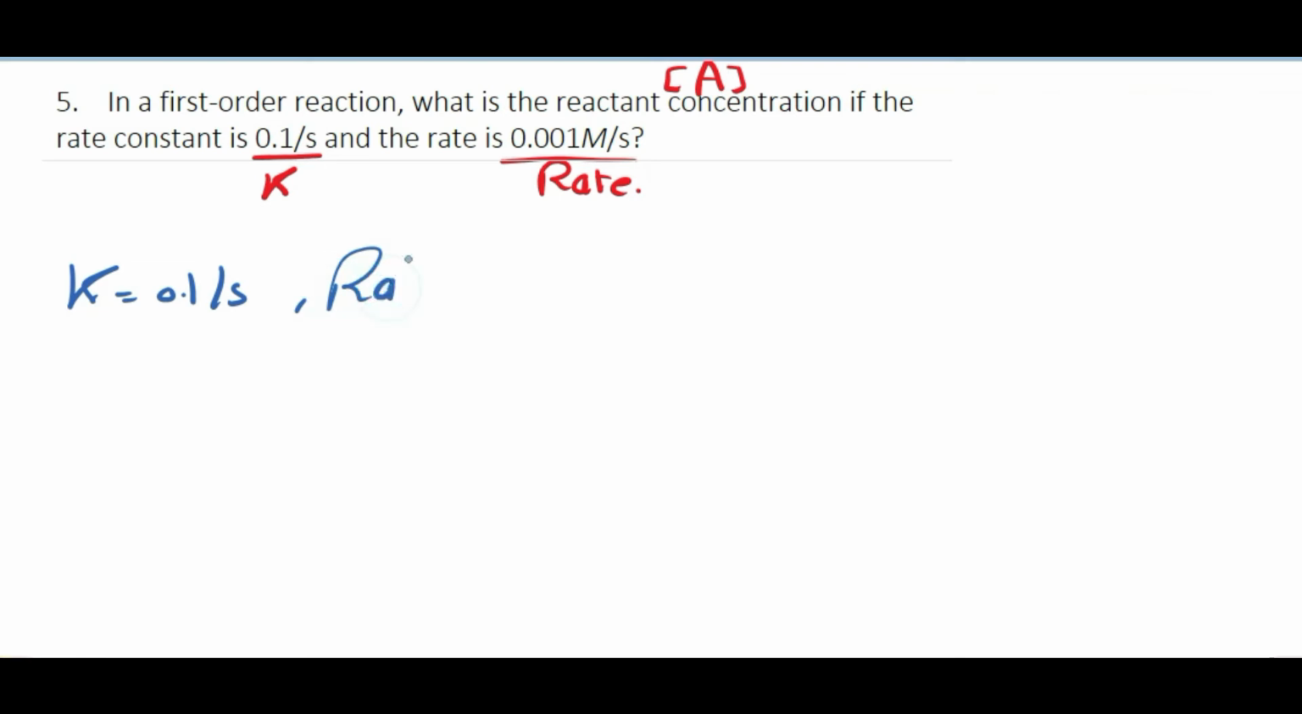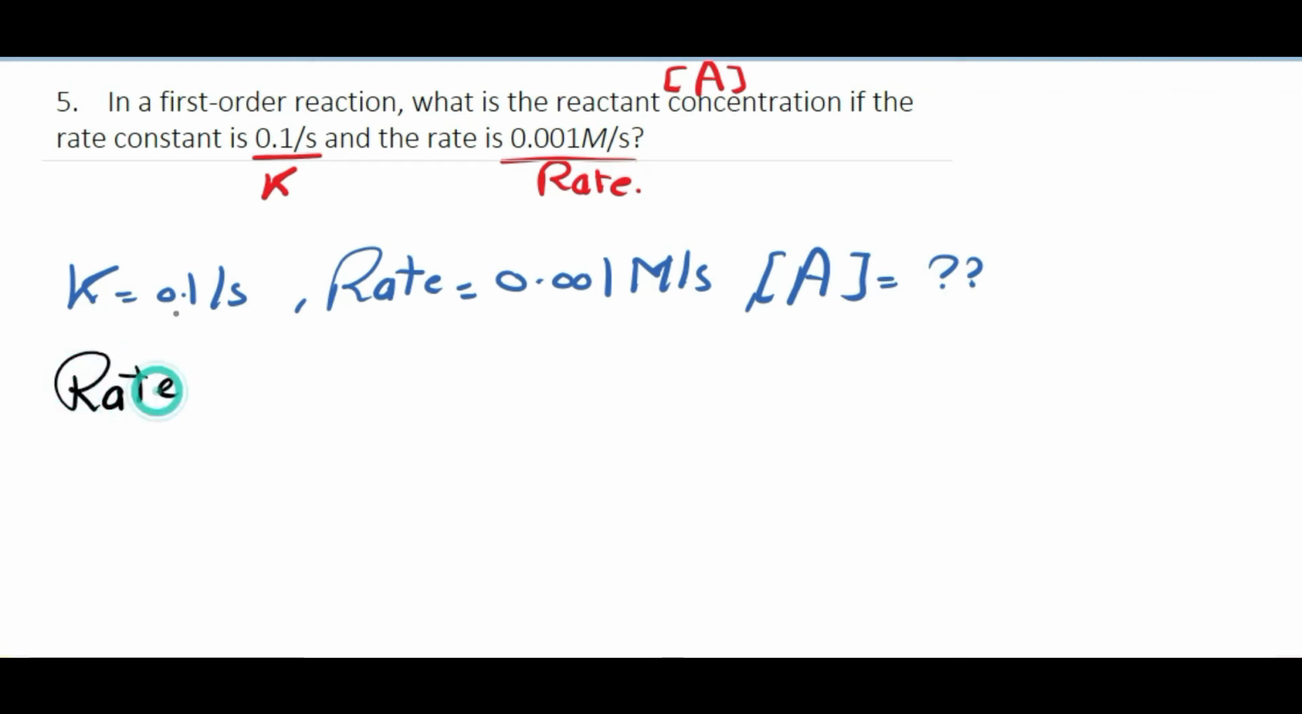Rate equals 0.001 molarity per second. After that, the concentration is unknown. After that, you write the equation. The equation, rate, here for the first order: rate equals the constant multiplied by the concentration.